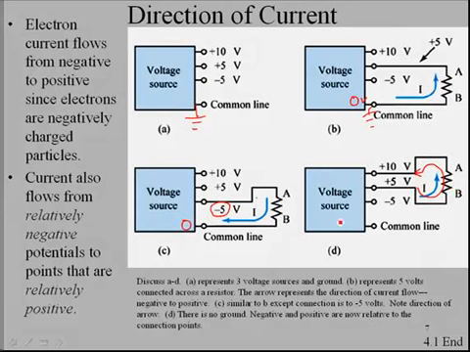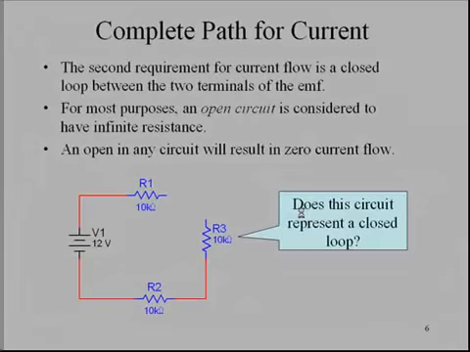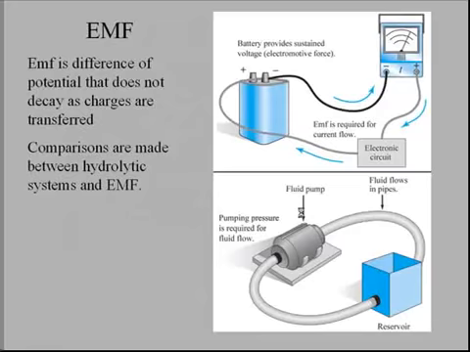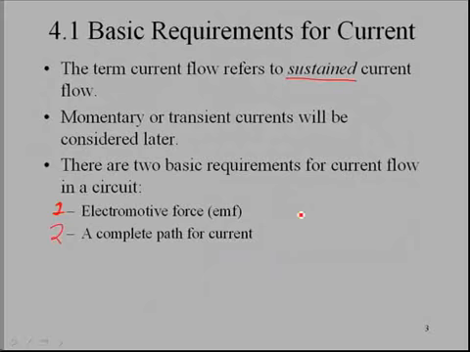Okay, this is the first part of chapter 4. The two main things that we looked at were the requirements for current flow in a circuit, and they are an EMF and a complete path for current.